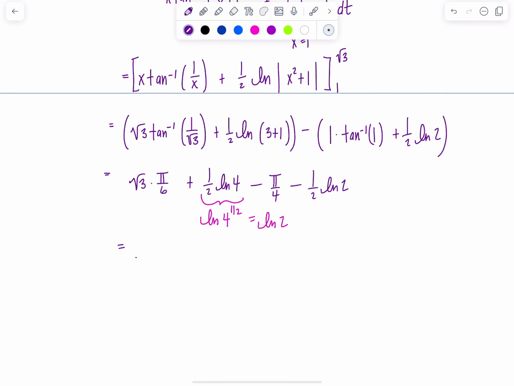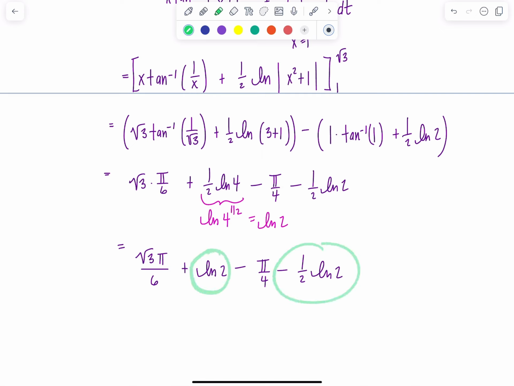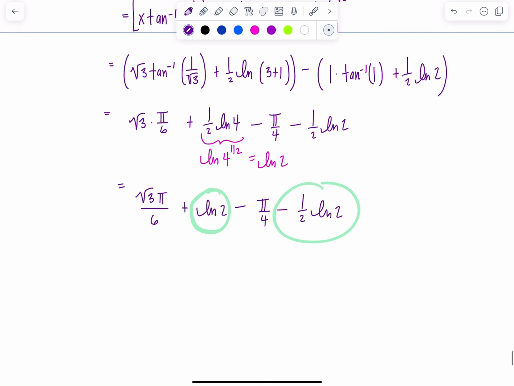And now I can write this as, let's see, rad 3 pi over 6 plus ln of 2 minus pi over 4 minus 1/2 ln of 2. And then observe, please, that these two logarithms can be combined because I have 1 ln of 2 and negative 1/2 ln of 2. So just combine the coefficients. Then I have positive 1/2 ln of 2 plus rad 3 pi over 6 minus pi over 4.